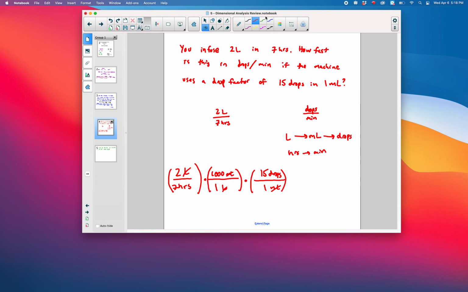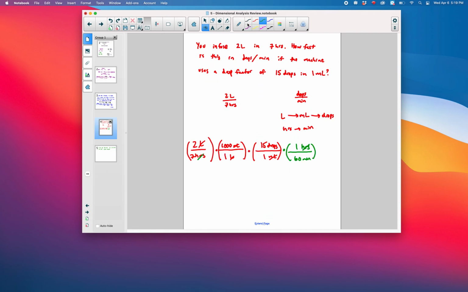We want to be able to come in and time it for a minute. So my last multiplication is going to be the time conversion. Now here's where it gets a little interesting. Hours is in the bottom. I know that there are 60 minutes in an hour. To get that unit to cancel, I'm going to put hours in top, because you need hours in the top to cancel with hours in the bottom. In 1 hour there are 60 minutes. And now the only units that remain are drops per minute, so I know that I will get the answer in the units that are desired.